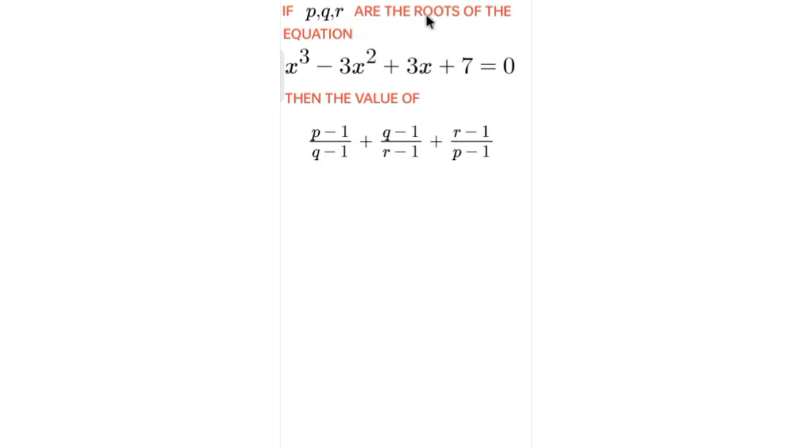If p, q, r are the roots of this equation, x cube minus 3x square plus 3x plus 7 is equal to 0, then we need to find the value of (p minus 1) by (q minus 1) plus (q minus 1) by (r minus 1) plus (r minus 1) by (p minus 1). So first of all, the given equation is x cube minus 3x square plus 3x plus 7 is equal to 0. This is the cubic equation that is given to us.